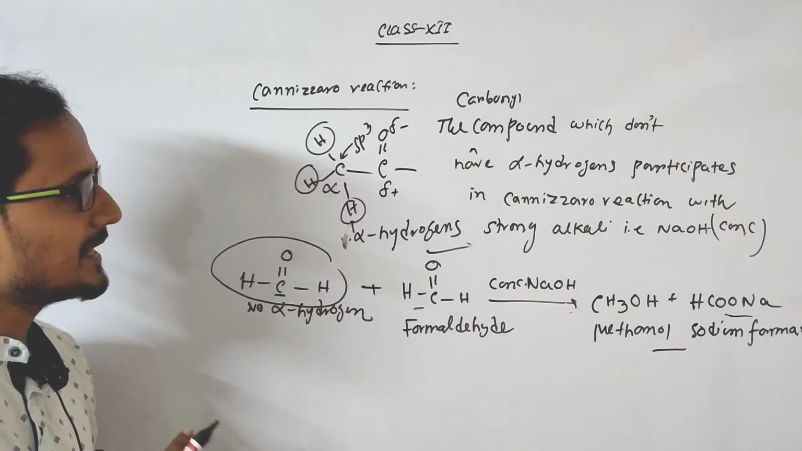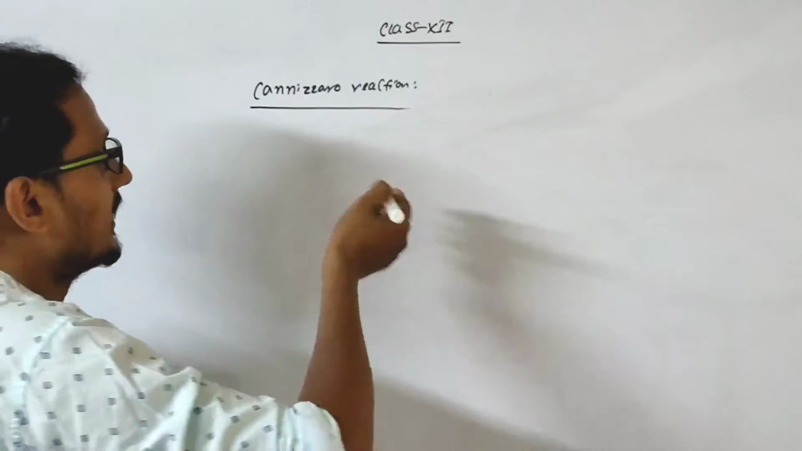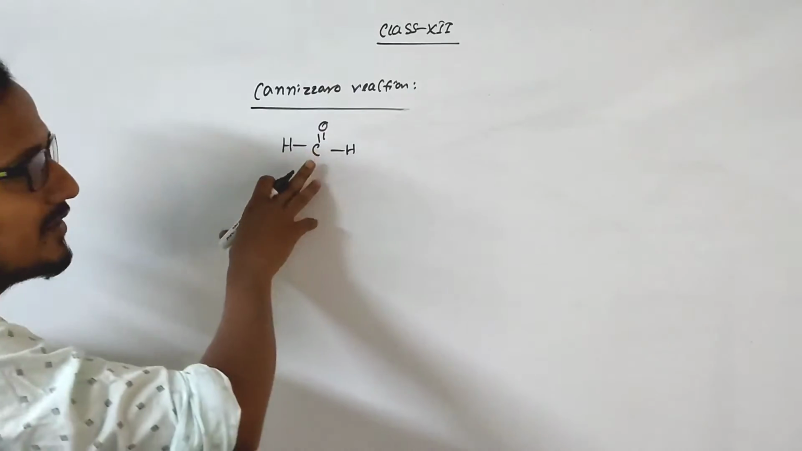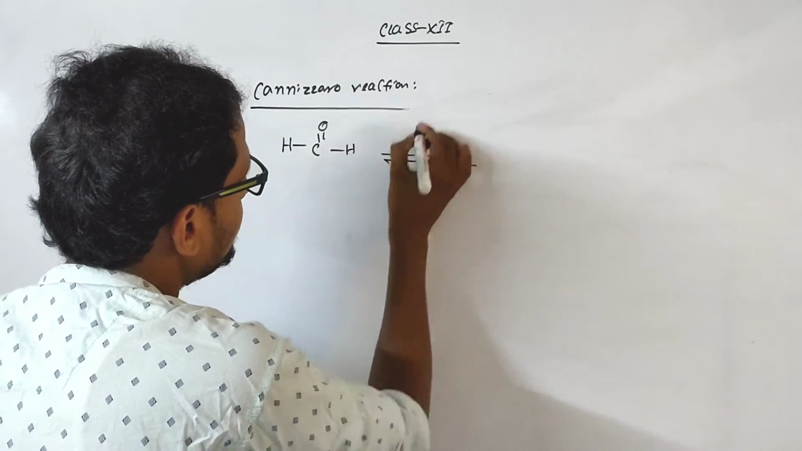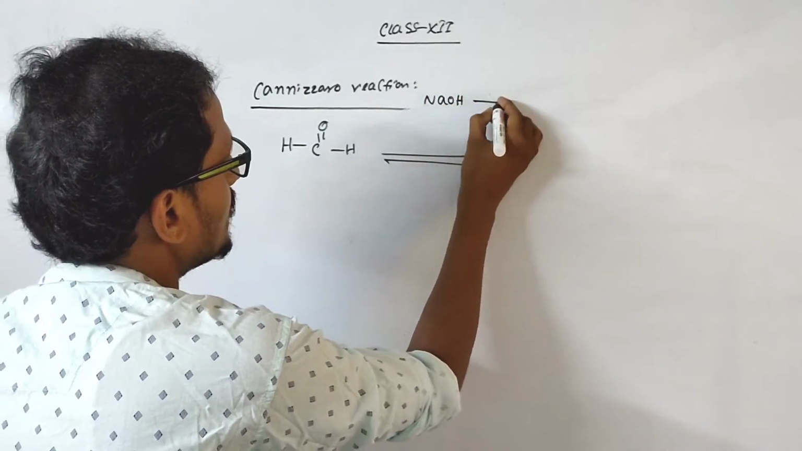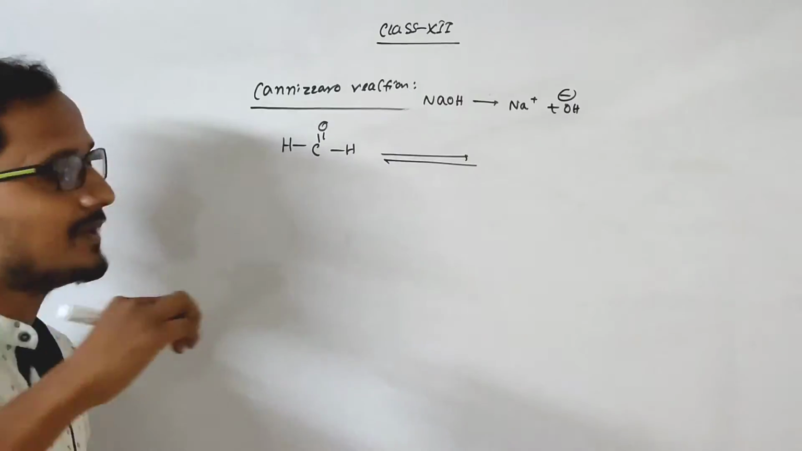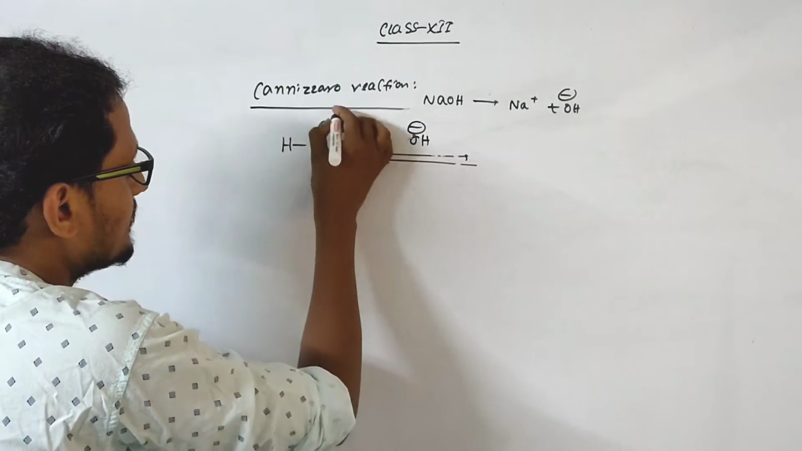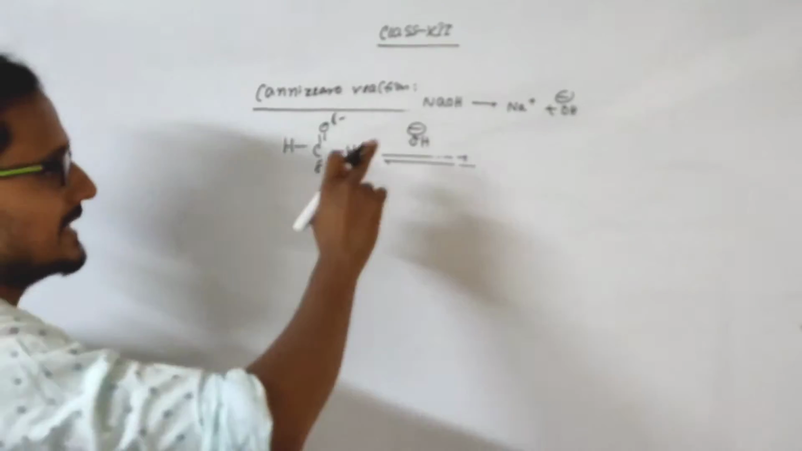Now we will consider the mechanism of this reaction, the mechanism of the previous reaction, that means formaldehyde with sodium hydroxide. First of all, one formaldehyde will react with the base, that means sodium hydroxide. Sodium hydroxide will dissociate to form Na plus and OH minus. Now this OH minus will readily attack this positive center, because the carbon is delta positive and it is negative. And it is a nucleophile.